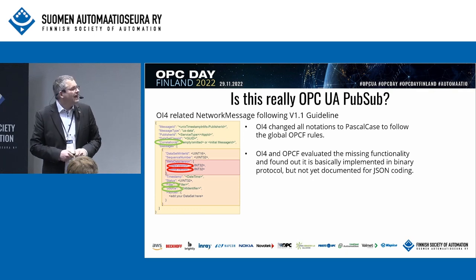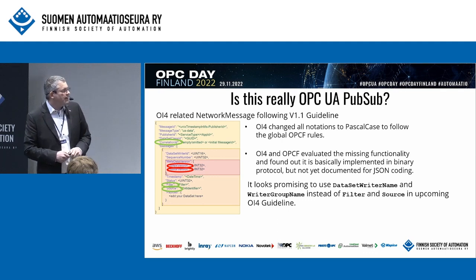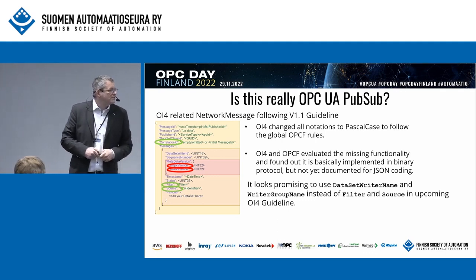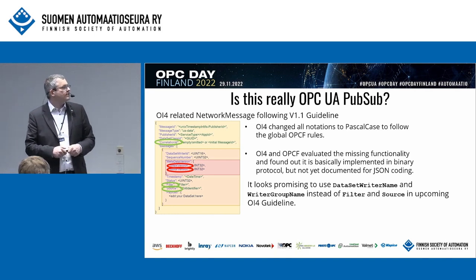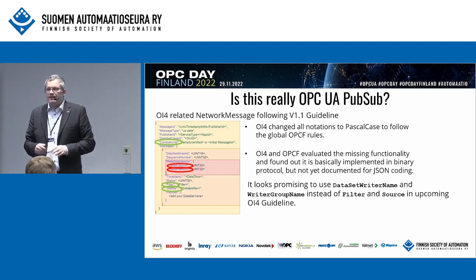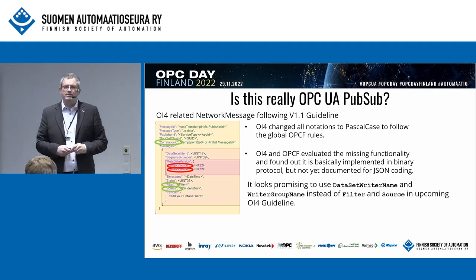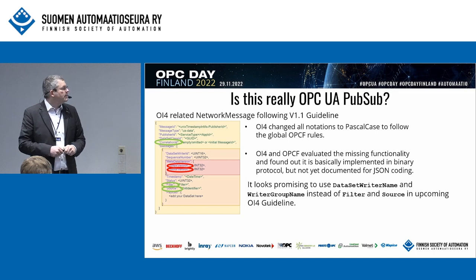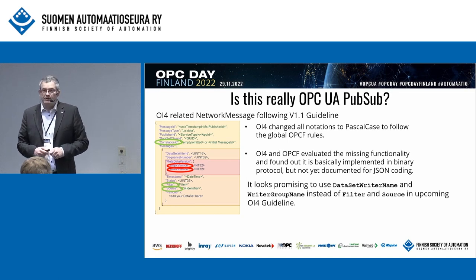Sorry. So therefore, again, we discussed that, and it looks really quite promising that, for example, the dataset writer name and writer group name can solve the problems we have with filter and source. There are still some discussions going on, but it looks promising. I'm quite sure the next specification will not have these keys anymore.